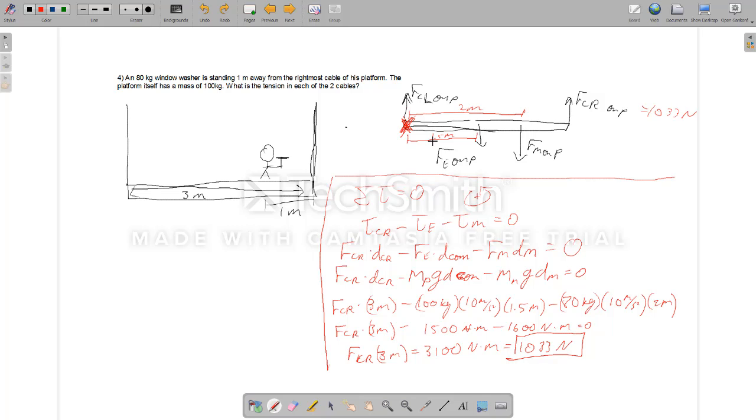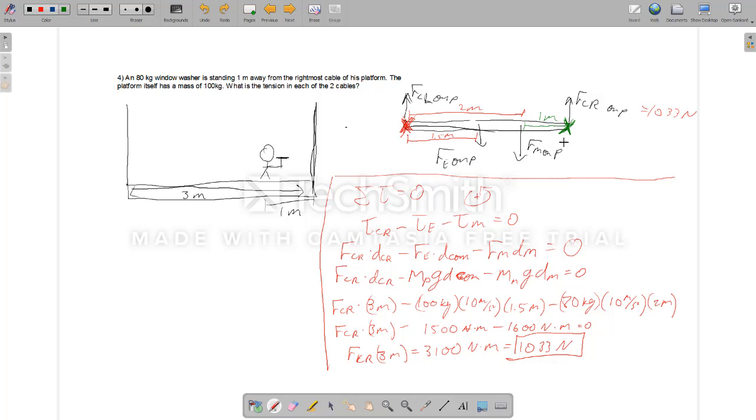Alright, so now that we're done with that, we can move on to the left cable. And this time, because we know what the right cable is, we can really just put our pivot point anywhere we want, because we know what all the other forces are. But I'm going to go ahead and repeat the same thing, only this time putting the pivot point here. Alright, that changes our distances slightly too. I apologize if this starts getting a little cluttered.